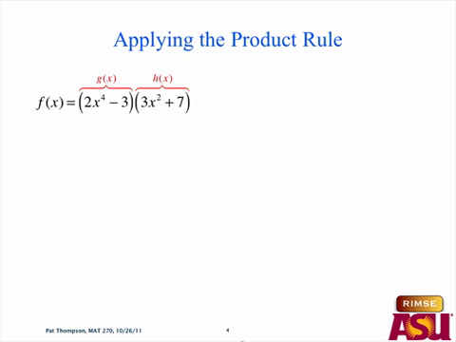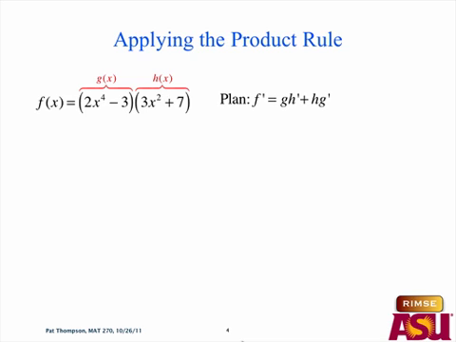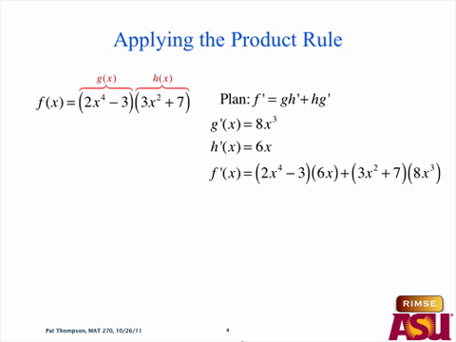And Stephanie, what's the rate of change of h with respect to x? 6x? That's right. So there's our rate of change of g, 8x cubed, and rate of change of h, 6x. So now the plan is, what do we have? We have a product, so we're going to use the product rule, which says take the first times the rate of change of the second. So here's the first, g, times the rate of change of the second plus the second times the rate of change of the first.